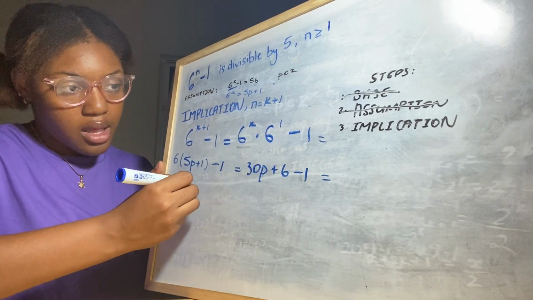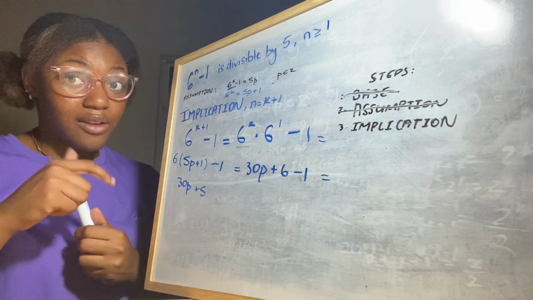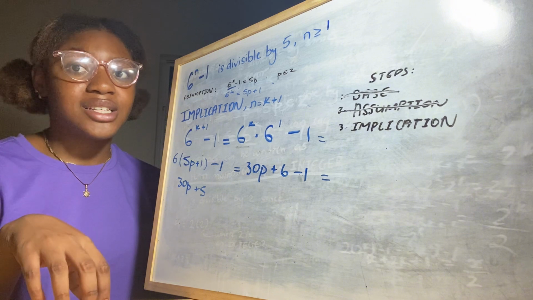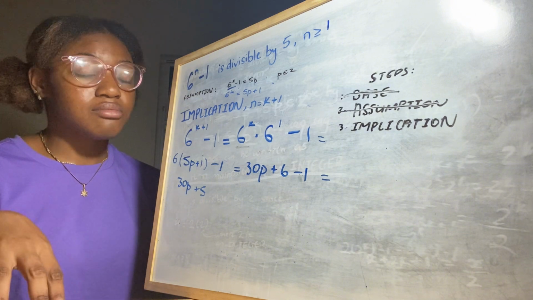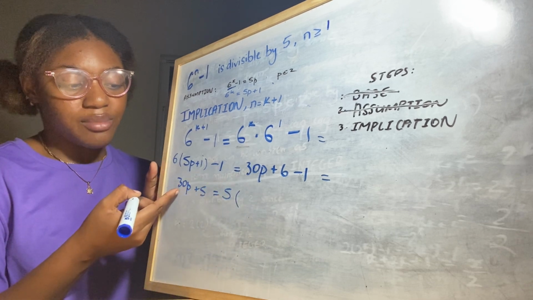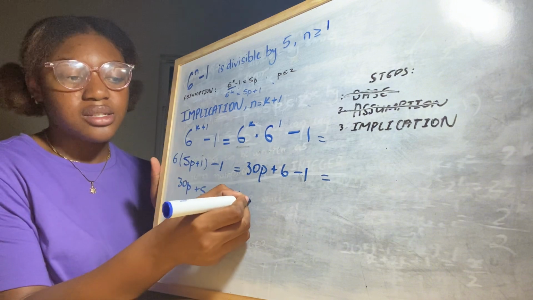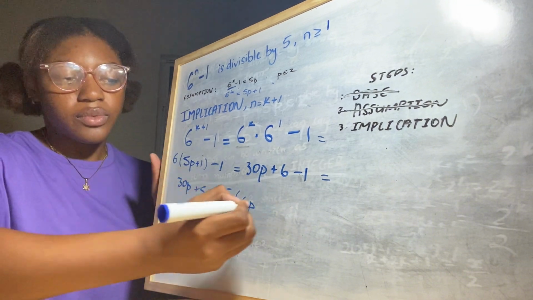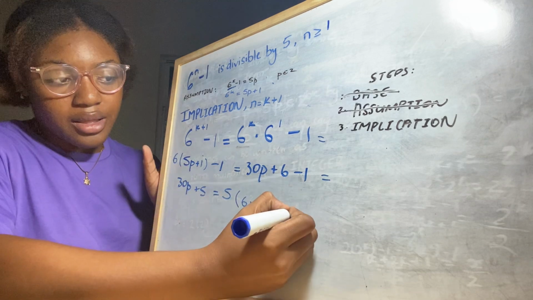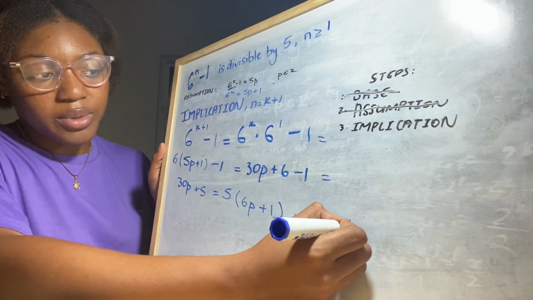So I'm going to come down here. So 30p plus 5. And from here, remember that if this is divisible by 5, I can write it as 5 times an integer. So I'm going to factor out 5. So I'm going to have 5, and then in brackets, I'm left with 6p, because 5 into 30 leaves us with 6, and then we'll have the p. And 5 into 5 is 1. Therefore, 6p plus 1 would be an integer.